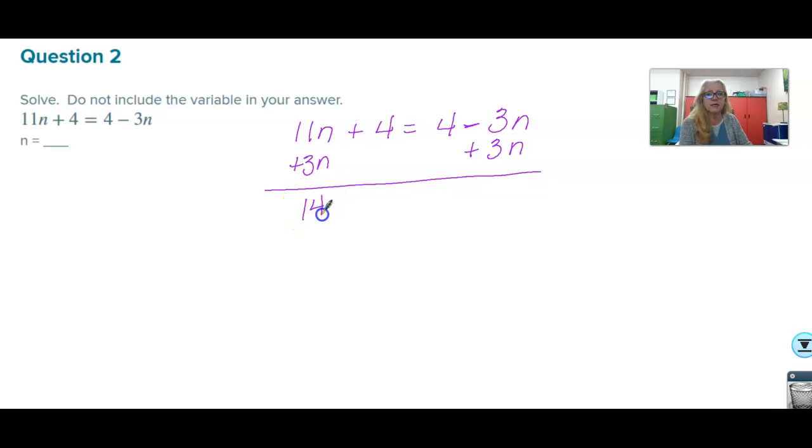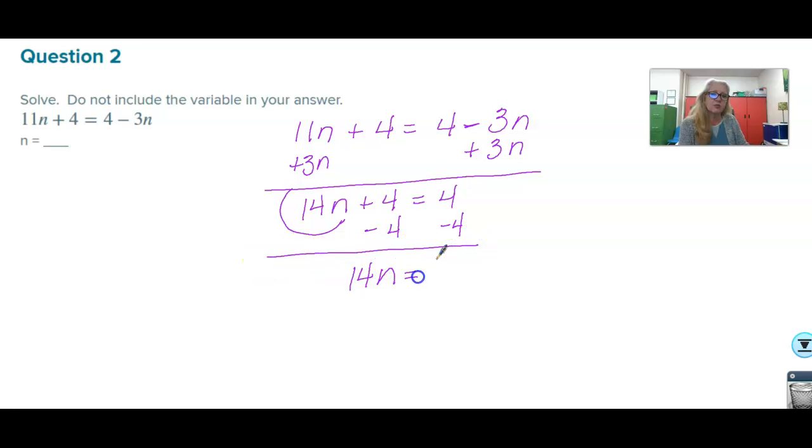That gives me 14n over here plus 4 equals 4. All right. Now to get the variable term by itself, I need to get rid of this plus 4. I do that by subtracting 4 from both sides. That gives me 14n is equal to 4 minus 4 is 0. Yes, 0 is a number.